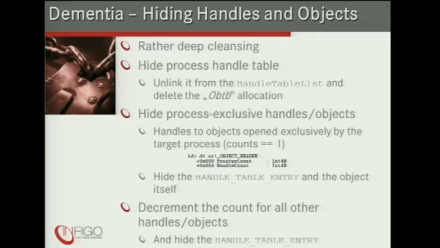So if the pointer counter and handle counter are equal to 1, this object is definitely opened exclusively by my process, so I can safely delete it. And I delete both the handle table entry and the object itself. If it's not opened exclusively by the target process, I then decrement these counts, and I hide the handle table entry because it's safe to do so. Handle table entries are not related to the object itself, but they are related to my target process.